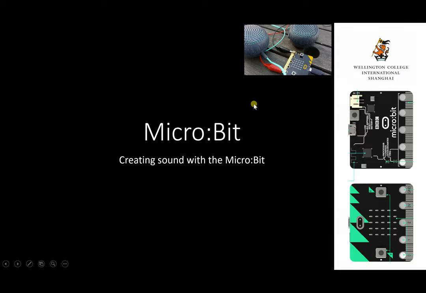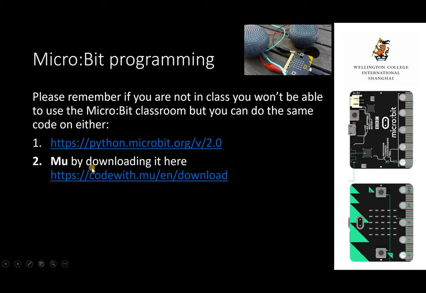Okay, in this video I'm going to talk about how we create sound with the Microbit, and you should be able to see from the top picture that I've got my headphones lying there with the crocodile clips attached, and that's what I'm going to be using. In this case, the headphones are going to be working as speakers. I'm going to be coding using Mu, but you can also do the same code using python.microbit.org or using classroom.microbit if that's being shared to you by a teacher or if you're the teacher setting it up.